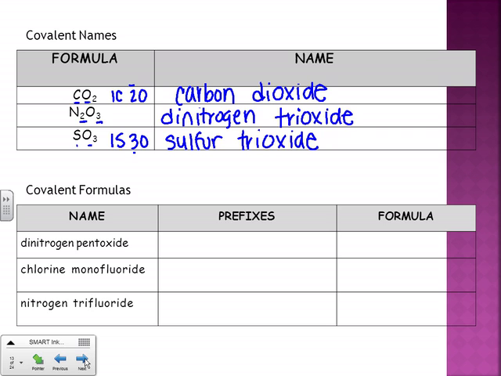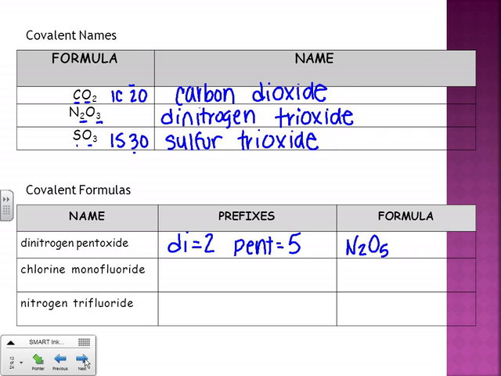Now let's move on and let's write the formulas if we're given these names. So in the first one, it tells us dinitrogen pentoxide. So first let's figure out what these prefixes mean. So on the first one, di, that means there's 2 nitrogens, and pent, that tells us there's 5 oxygens. So what we do is we just make those the subscripts for that element. So if I have 2 nitrogens, this is N2, and then 5 oxygens, O5. And there's your final formula.